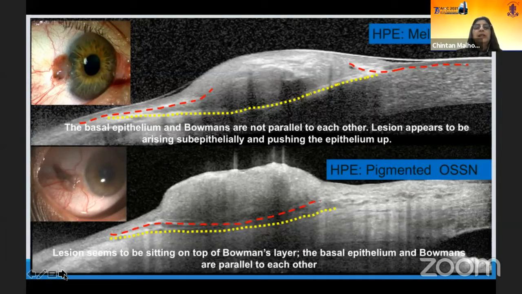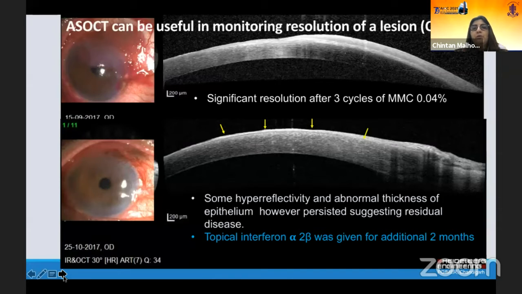Not to say that an OCT can completely give us a diagnosis; histopathological diagnosis is always mandated, and OCTs are most useful only for OSSN. But of course, they do give us a clue as to which layer it is arising from and how to go about it further. ASOCT can also be useful in monitoring the resolution of a lesion. For example, in another patient with OSSN, we had significant resolution after 3 cycles of mitomycin C, as can be seen by the yellow arrows, but some hyperreflectivity and abnormal thickness persisted. So this patient was given topical interferon for an additional 2 months, after which the epithelium had returned completely to normal.